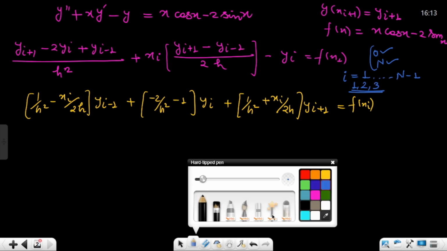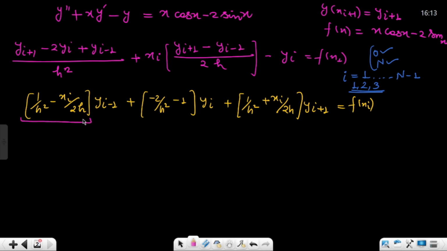Now, just for simplification, I will call the coefficient of yi minus 1 as Ai, the coefficient of yi as Bi, and the coefficient of yi plus 1 as Ci. Okay, so now if I put i equal to 1, that will be A1 y0.